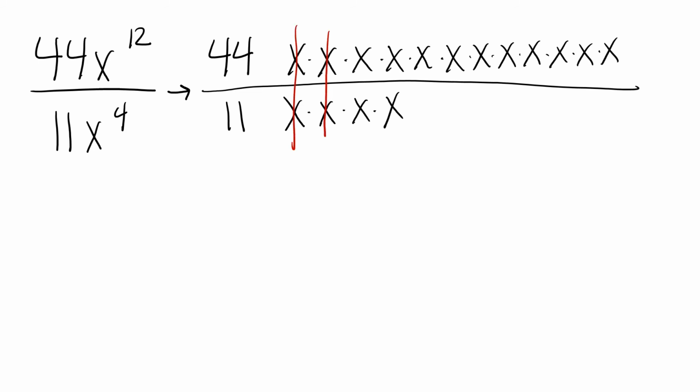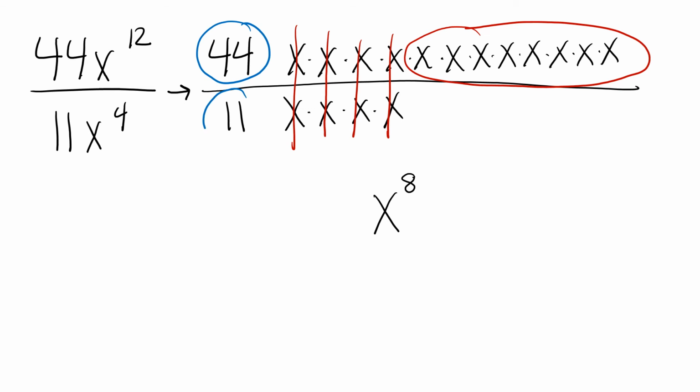We pair them up and cancel them out, one on top of the other, seeing how many we have left. The base number x stays the same. We have 8 x's remaining, which is our new exponent, and our coefficients we divide. 44 divided by 11 is 4, 4x to the 8th.